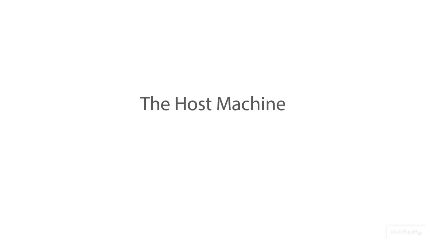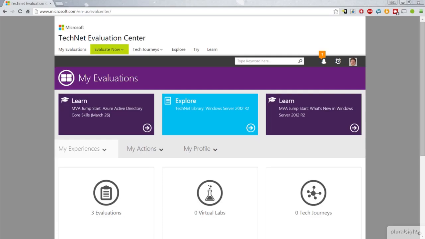So the host machine is going to be a little unique in the fact that you will have to burn the file that I'm about to show you. You have to burn this to DVD or maybe put it onto a bootable USB drive. But what you're going to want to do is very simply go to the TechNet Evaluation Center.